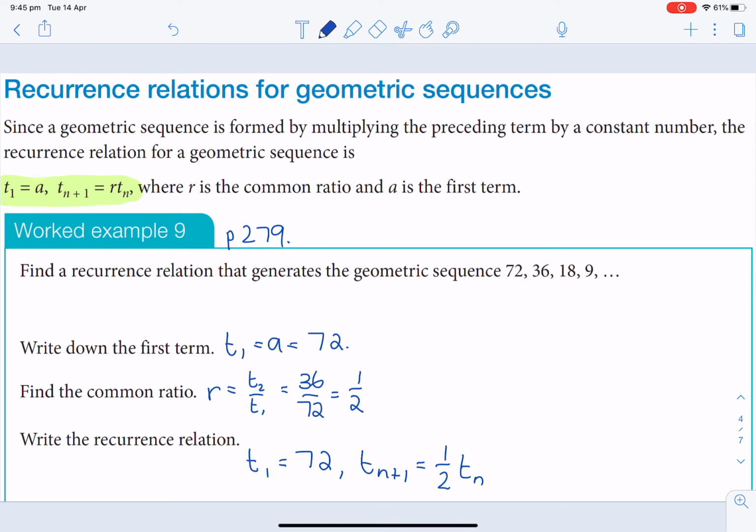Meaning all we're doing is starting off with the number 72, and every number thereafter we're just halving. So 72 times 1/2 gives you 36, times 1/2 gives you 18, times 1/2 would give you 9, times it by another half, you'd end up with 4.5, 2.25, and so on and so forth.